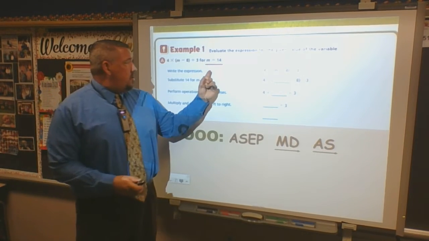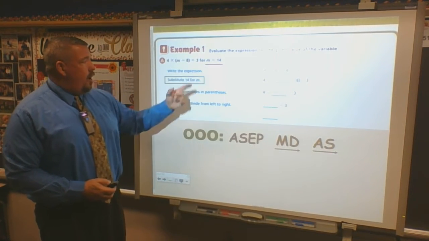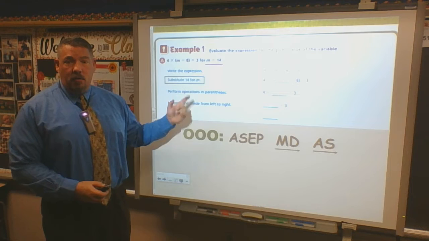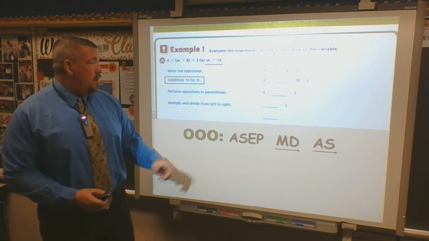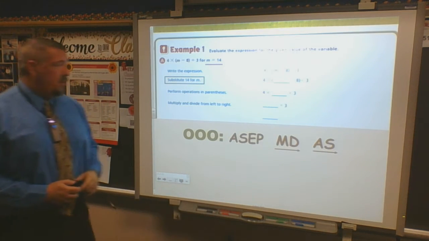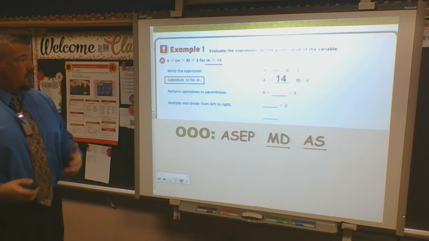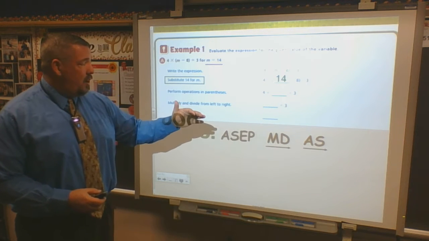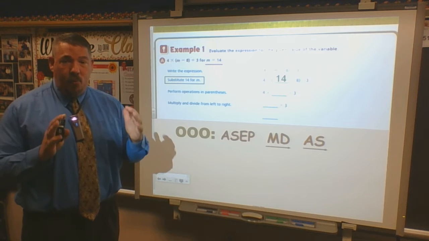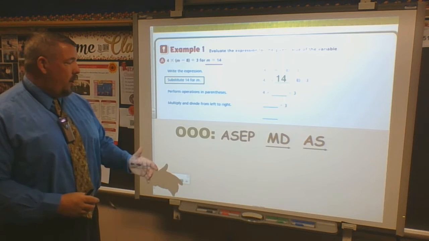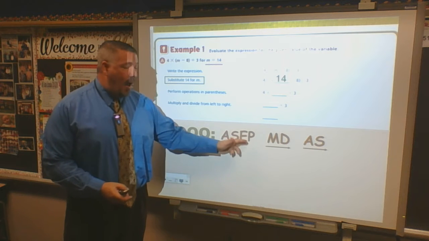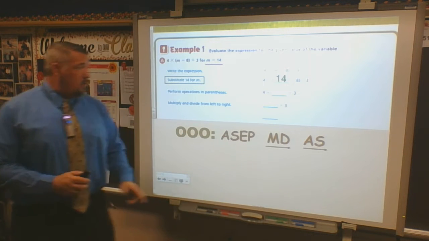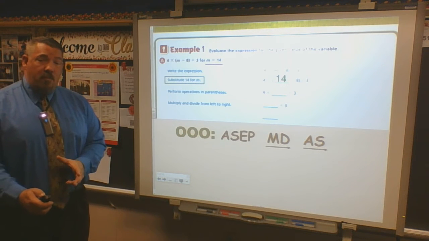All right, so when I substitute the 14 in then, I've written my expression. I'm going to substitute in, just means to put in place of. So where my M is, I'm going to put a 14. Once I've done that, then I look at my order of operations. I have 4 times 14 minus 8 inside of my parentheses divided by 3. My order of operations tells me I have to start with parentheses. So 14 minus 8 has to be my first step.